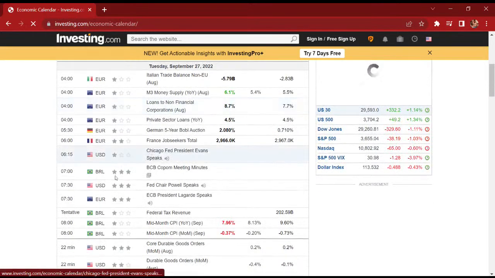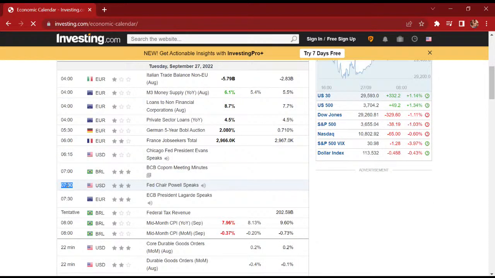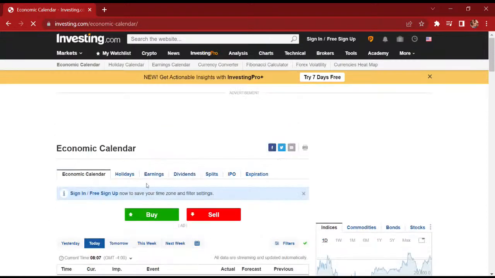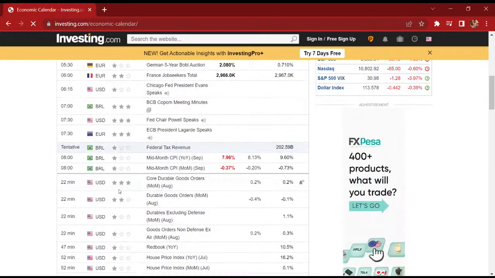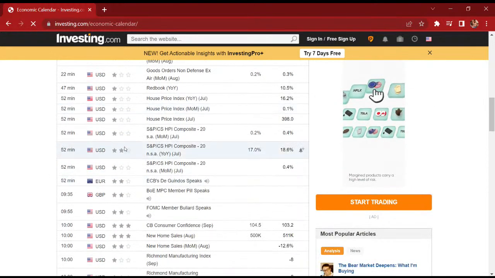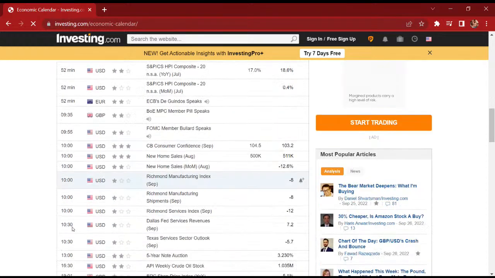So on the euro, at exactly 7:30, or 30 minutes ago. On the dollar, let me first put this to New York time. Okay, then in 22 minutes we also have high volatility news expected, so we should expect a strong move on the dollar today. Then at exactly 10 in the morning, New York time, we also have high volatility news expected on the dollar.